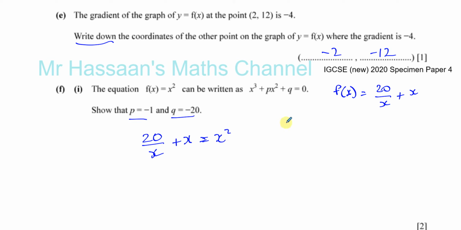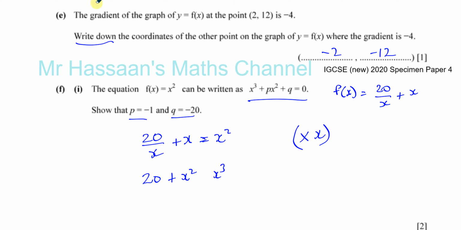Now you want to show that this equation looks like this. So basically we've got to get rid of the fraction from this equation. So we multiply by the denominator, which is x. When you multiply this term by x, it becomes 20. This term by x, it becomes x squared. And this term by x, it becomes x cubed. Equals, sorry, there's an equals there, not a plus.